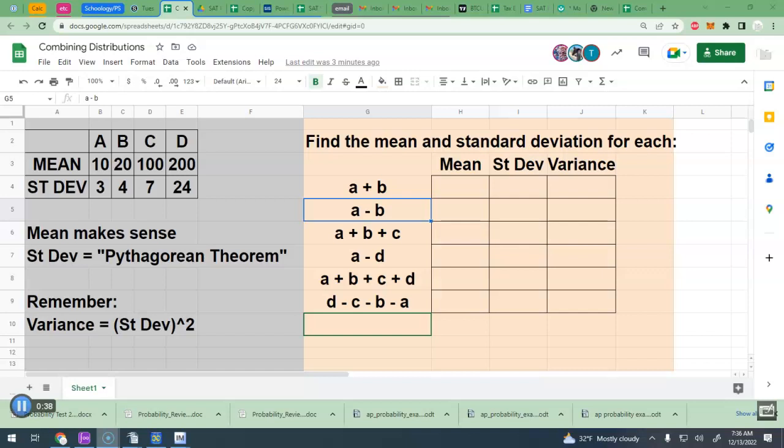So the mean, you do exactly what you think you would do. If I ask you for the mean of A plus B, the mean of A is 10 and the mean of B is 20, so you would just say that's 30. Then what's A minus B? 10 minus 20 is negative 10.